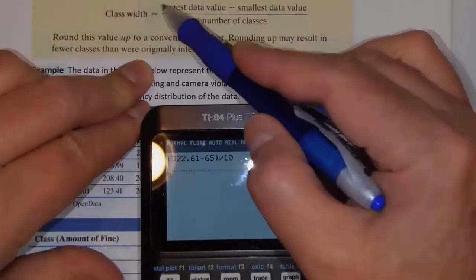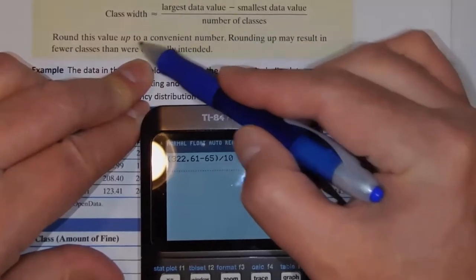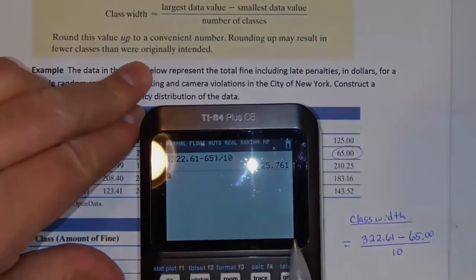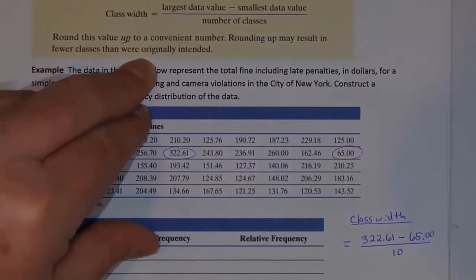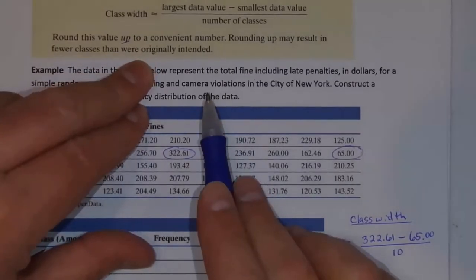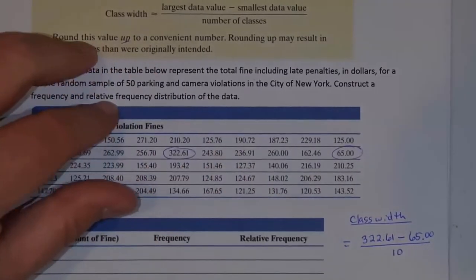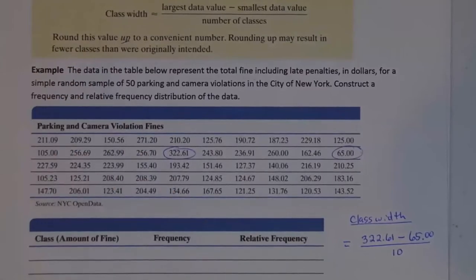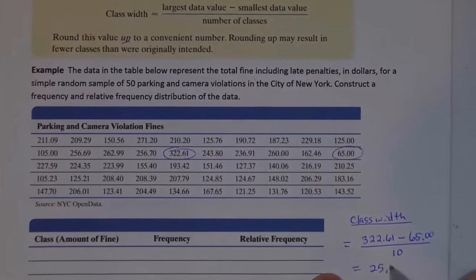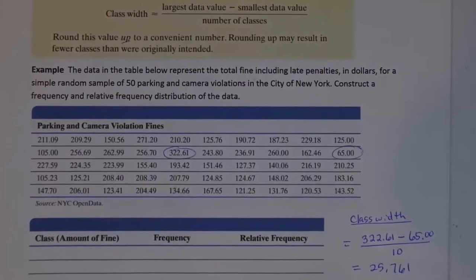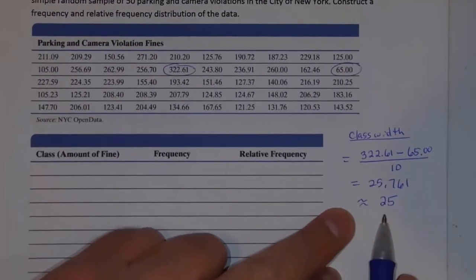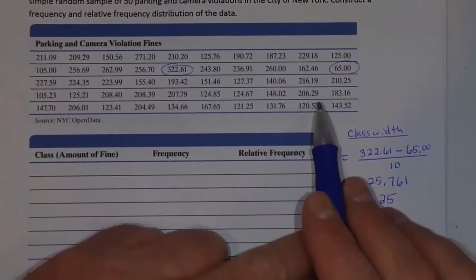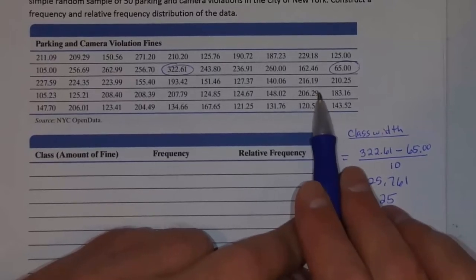Now I'm going to break my rule. Remember, these are guidelines. Normally we say round up, so I would round up to 26 if I followed this rule rigidly. But I think it'll be more convenient for me to use a class width of 25. I can add 25 in my head, for example. 26 is a little harder. So this equals 25.761, and I'm going to round that down to 25 and use a class width of 25. Now again, the fact that I'm using a class width of 25 means I'm probably going to get more than 10 classes.